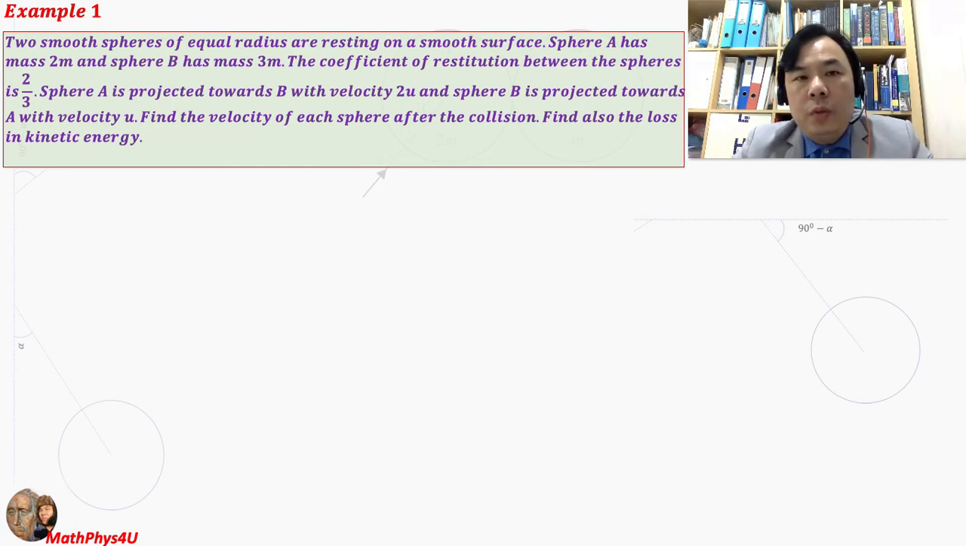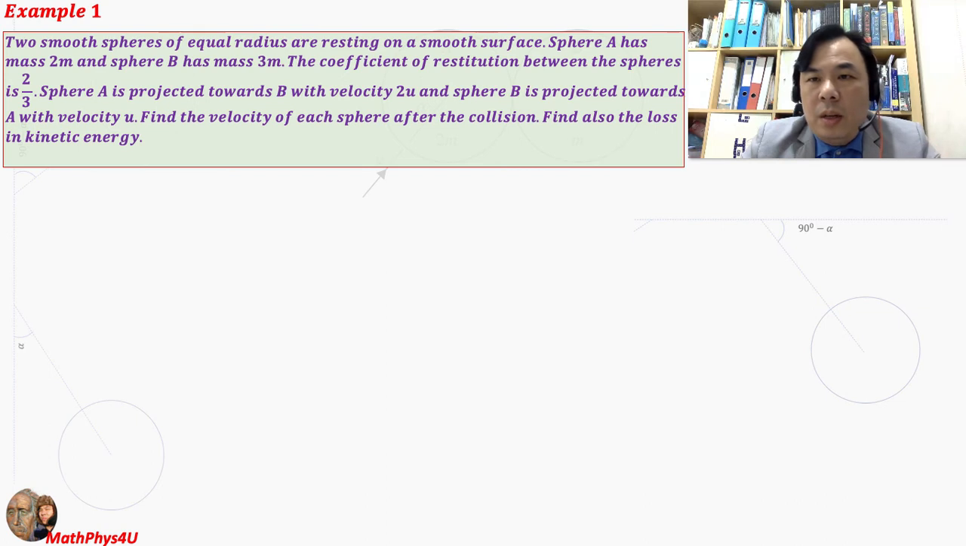We have 2 smooth spheres of equal radius resting on a smooth surface. Sphere A has mass 2m and sphere B has mass 3m. Now the coefficient of restitution between the spheres is 2/3. Sphere A is projected towards B with the velocity 2u, and sphere B is projected towards A with the velocity u. So the particles are moving towards each other. Now we need to find out the velocity of each sphere after the collision. We also need to find out their loss in kinetic energy.